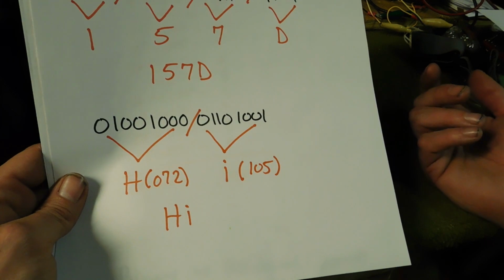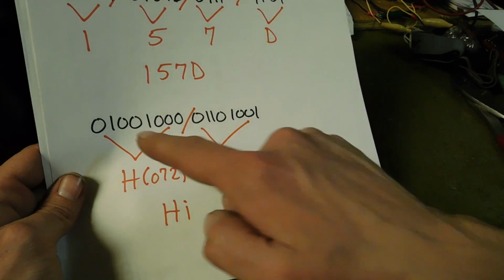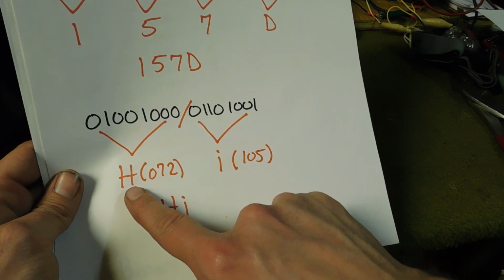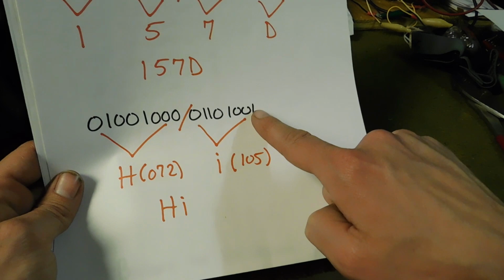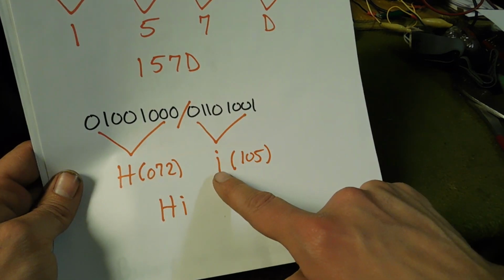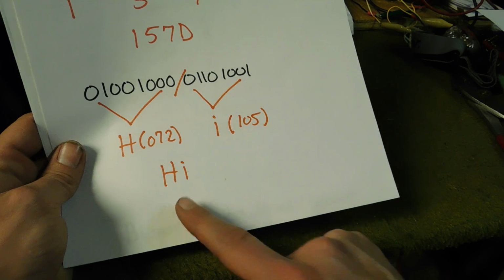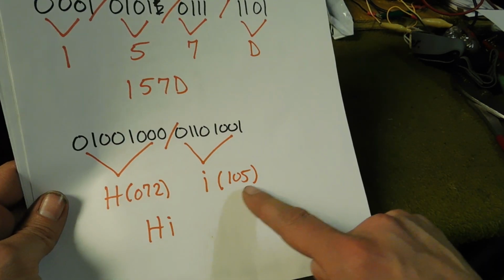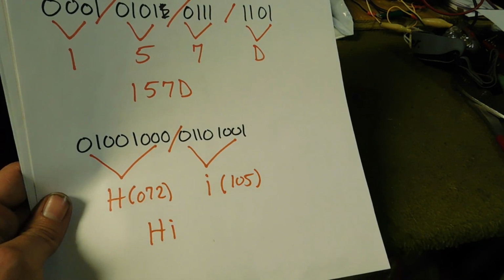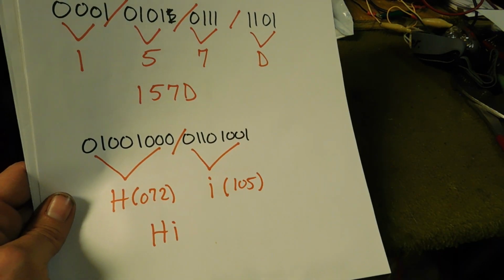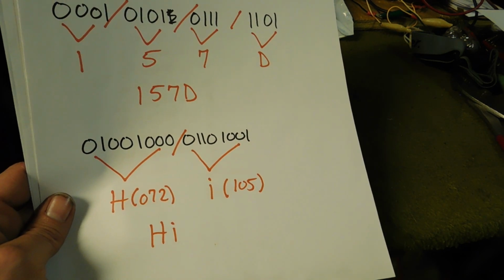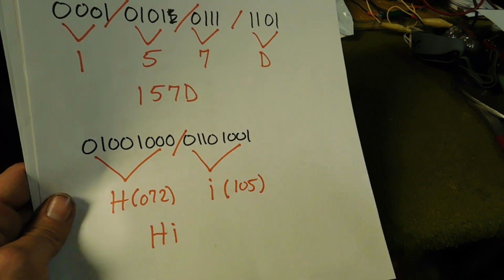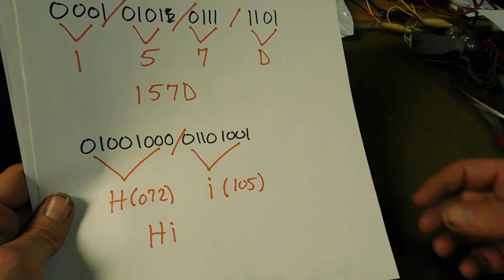And when you look on the ASCII conversion tables, this 8 bits here converts to the letter H, the uppercase H, and this 8 bits here converts to the lowercase I, creating the word hi. Alright? Now you notice here, 072 and 105, those are the actual code numbers associated with the ASCII coding. And you're going to see that here in a moment when I show you the actual charts, okay?